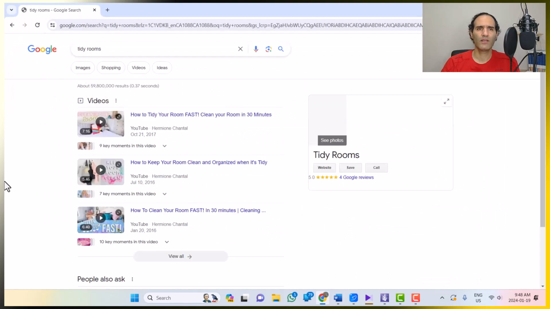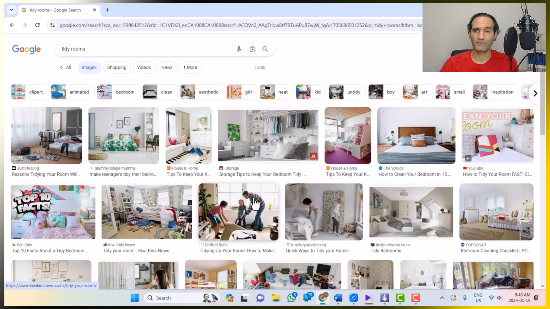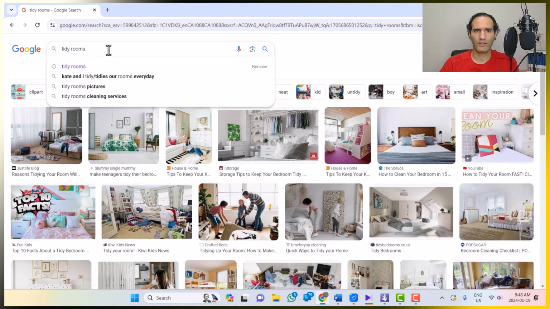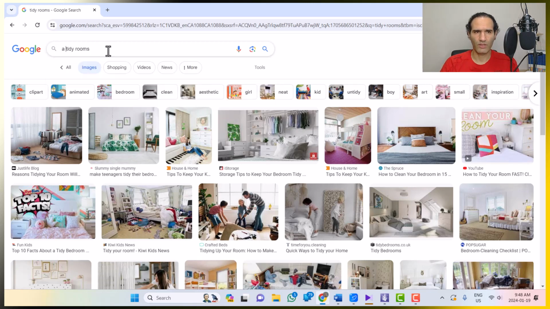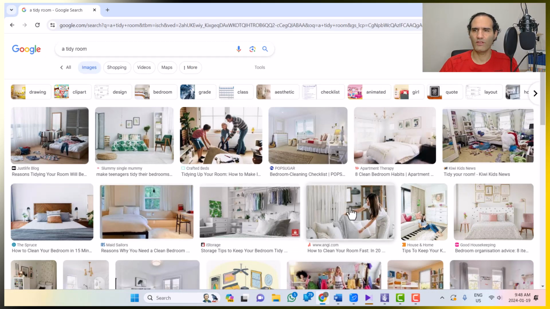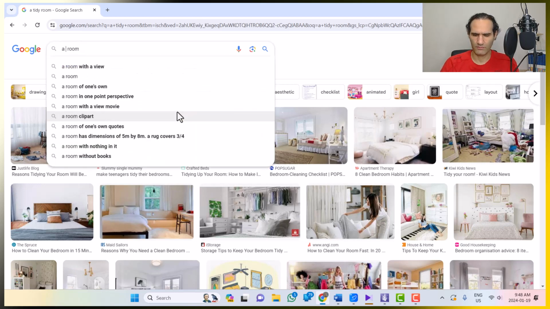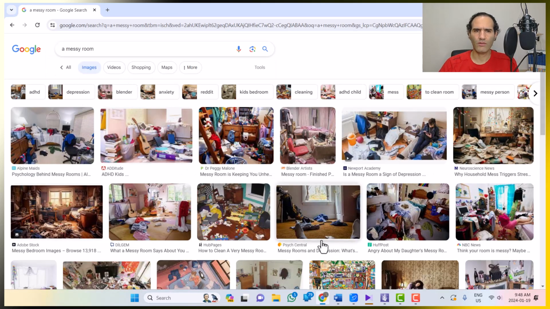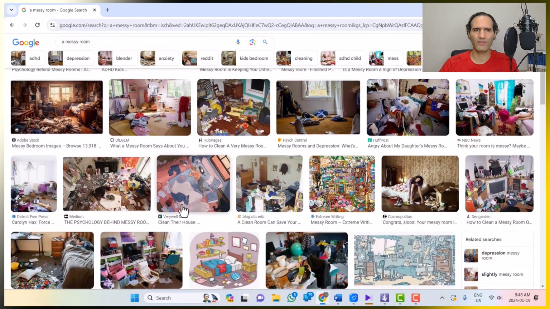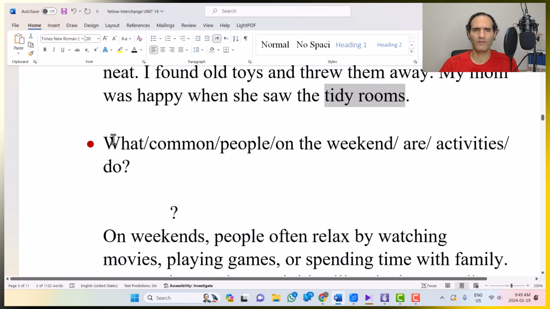Google "tidy rooms" and images. Google thinks that it is a verb. So a tidy room. So you see, these are a tidy room. And that one is untidy or a messy room. Oh, rings a bell to you, doesn't it? So this was this question, and the final question.